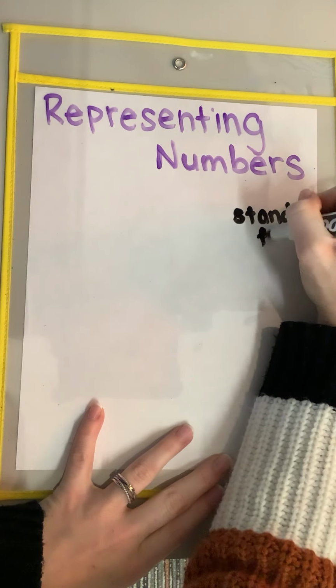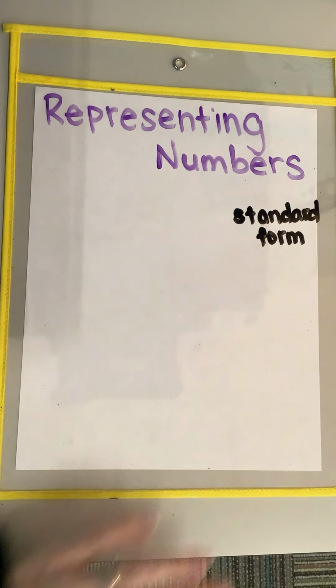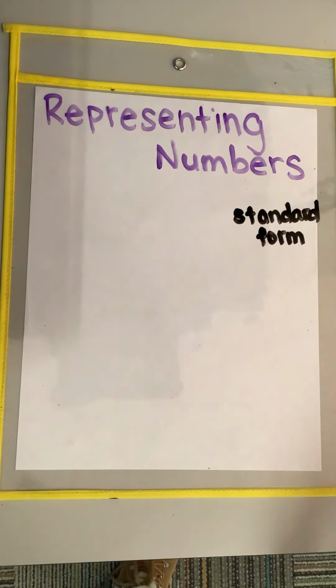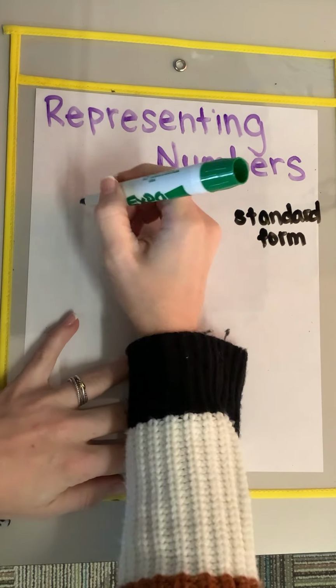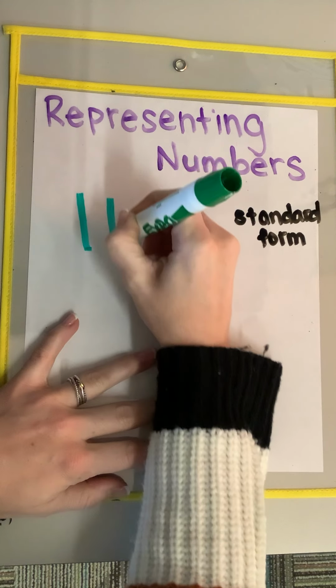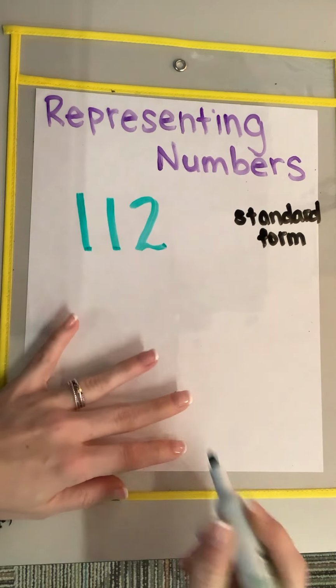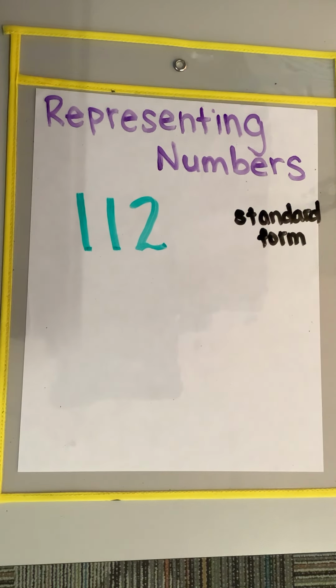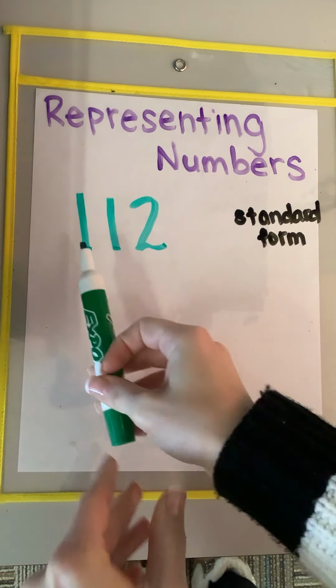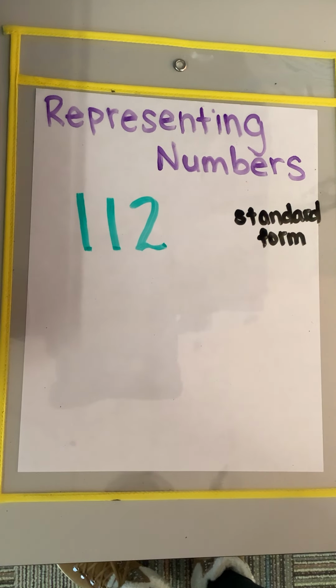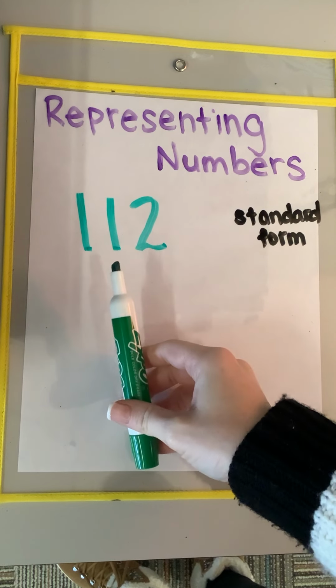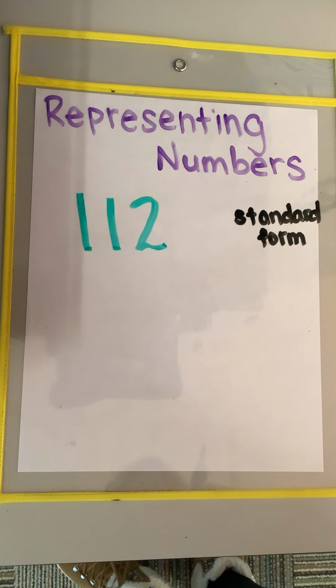Now we remember that standard form means that we are showing the digits of a number and the place value that those digits are in. So for example, the number 112, the standard form would be 112. We can see that each digit has its own place value, and that number represents the standard form of 112.